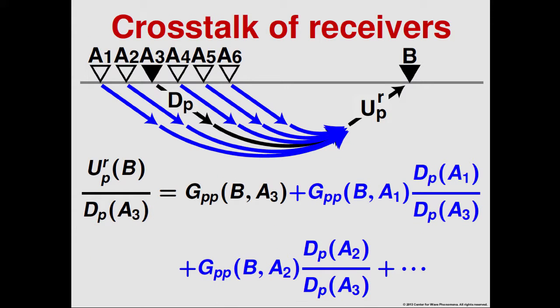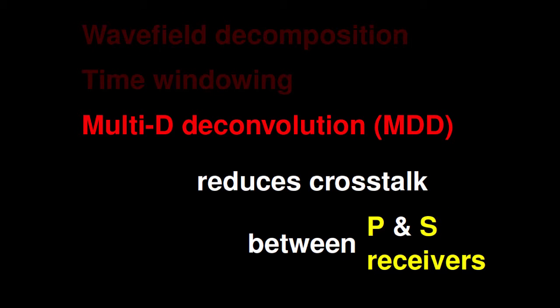Also, downgoing waves from other receivers contribute to the reflected outgoing waves. So these blue terms are the crosstalk between different receivers. This crosstalk decreases the quality of decomposed wave fields. To further improve the quality of decomposed wave fields, we employ multi-dimensional deconvolution. Using MDD, we can reduce crosstalk between P and S waves and between different receivers.